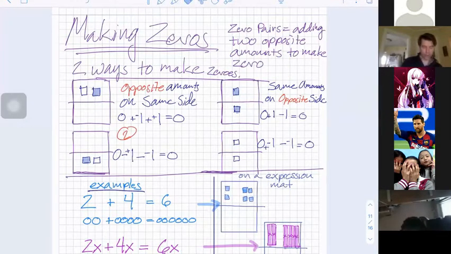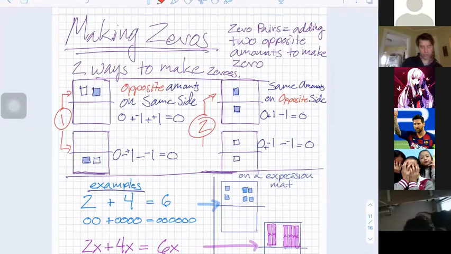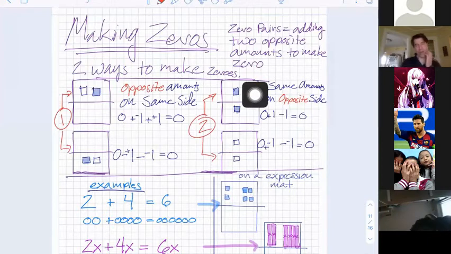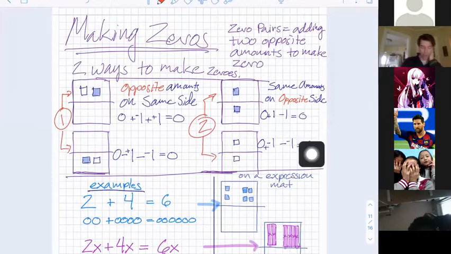You could do it either way. You could say this is way one, and this is way two. These are both examples, two different examples of opposite amounts on the same side, different examples of same amounts on the opposite side. But all of these are going to equal 0. And here's my mathematical proofs right here.